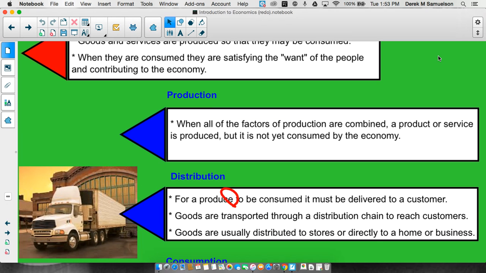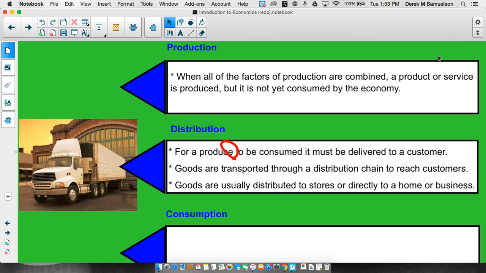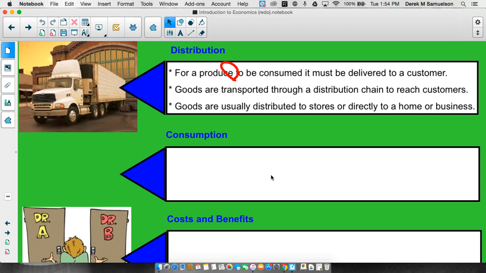We have to worry about distribution. For a product to be consumed, it has to be delivered to the customer. This can happen in many different ways. Goods can arrive at the store that you purchase them through a distribution chain. That is goods transported from a factory to a warehouse where it's picked up by a truck that brings it maybe to another warehouse or maybe to a store where it awaits you. This is a distribution chain. Now, goods are usually distributed to stores or Amazon.com directly to a home or business, where you can order it directly from the factory and it comes straight to you.